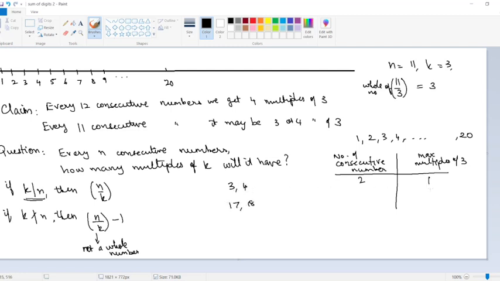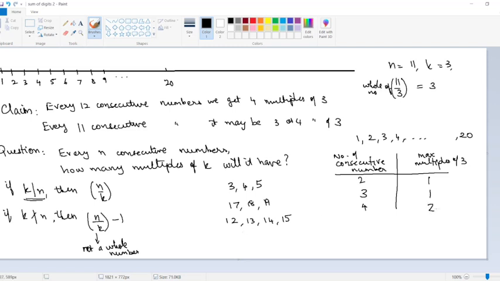At max, there can be 1. Yes. If you take three consecutive numbers, 1. The difference is that in two consecutive numbers, you may get 1 or 0 also. Maximum will be 1, but in 3, you are sure to get 1. That is the difference between 2 and 3, right?